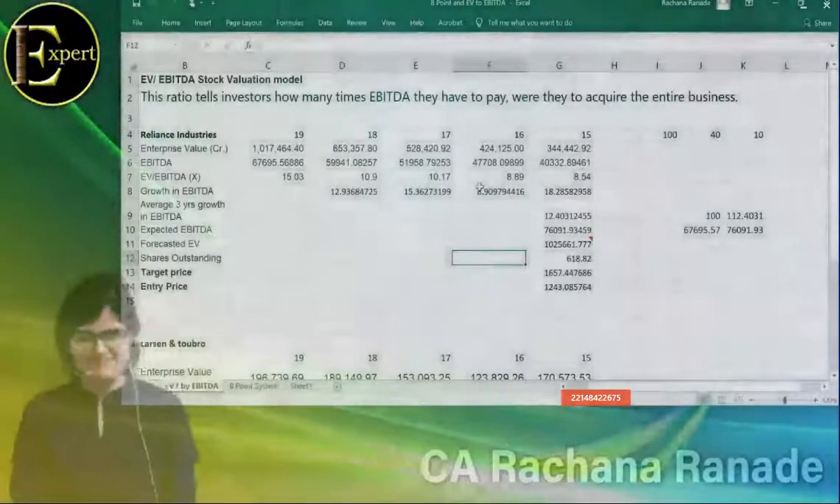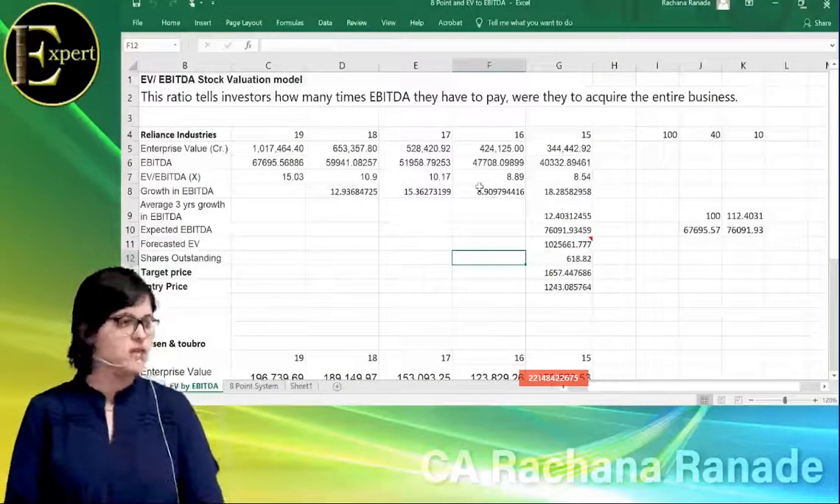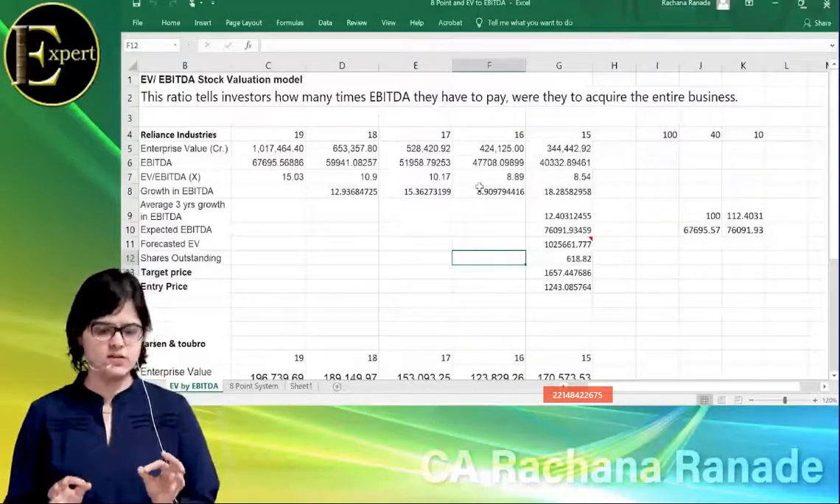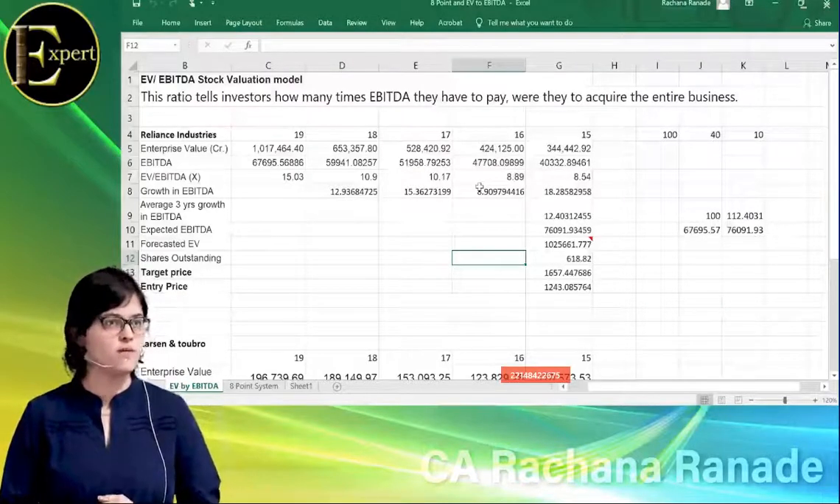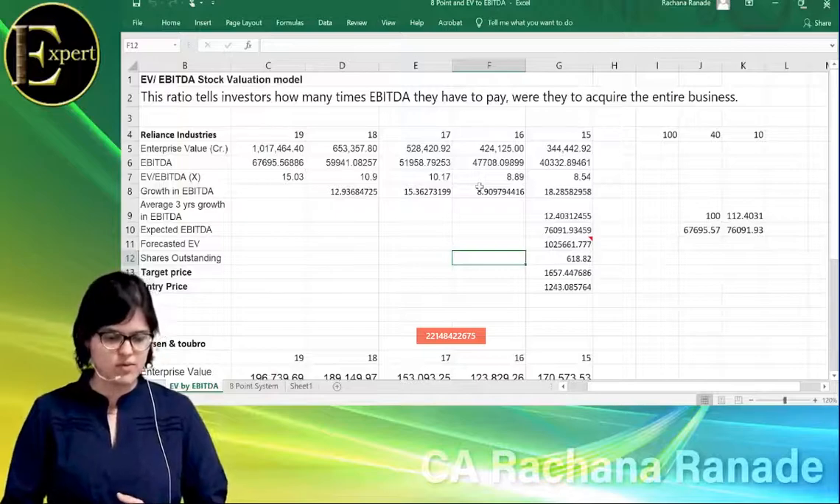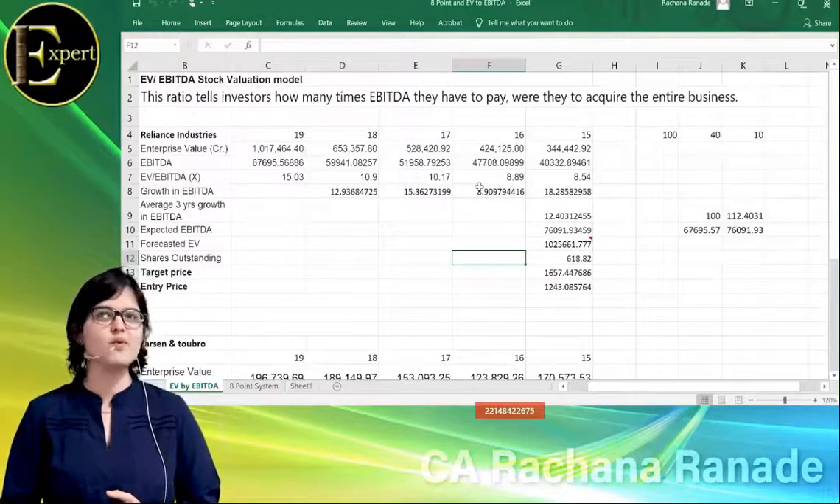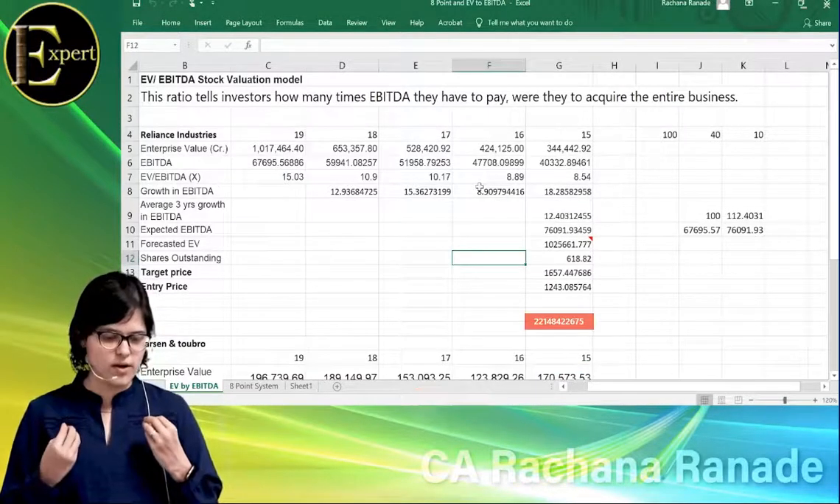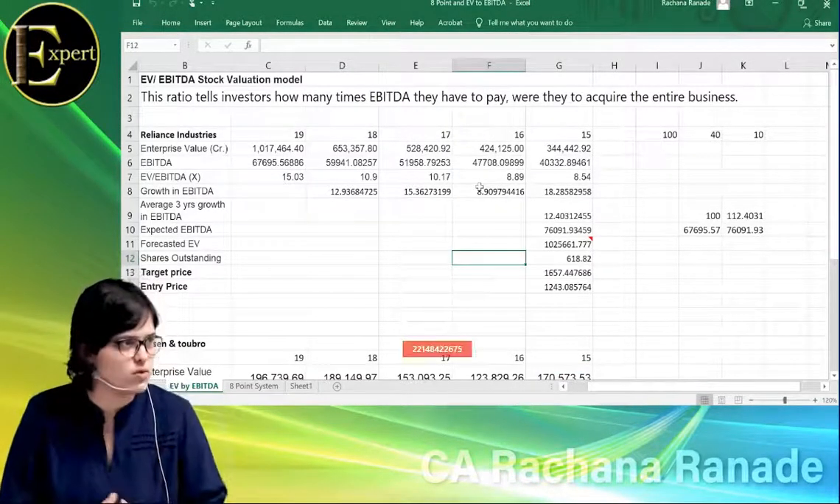Good morning. We are going to start off with the EV to EBITDA model. Yesterday, towards the end, I introduced you to the concept of EV. EV ka full form kya tha? Enterprise value. So if you remember, yesterday we took this example: if I were to buy out Reliance Industries, how much money will I have to shell out?